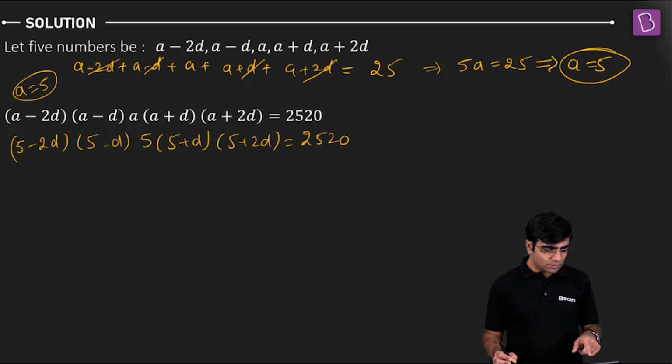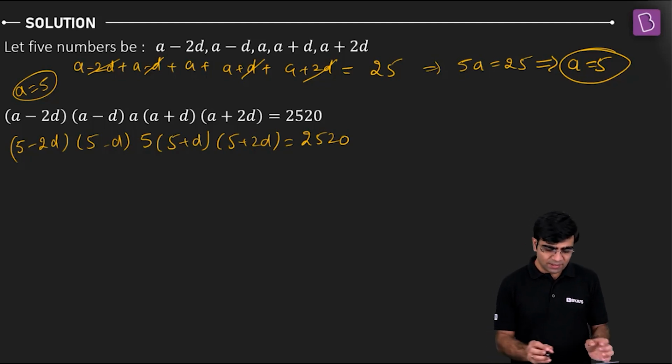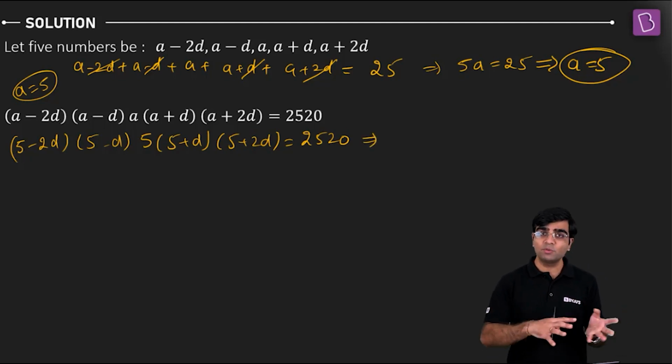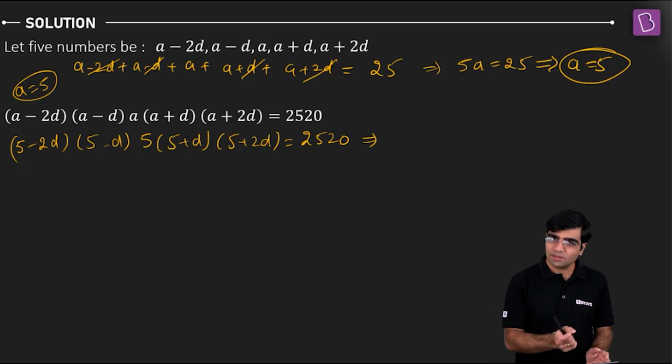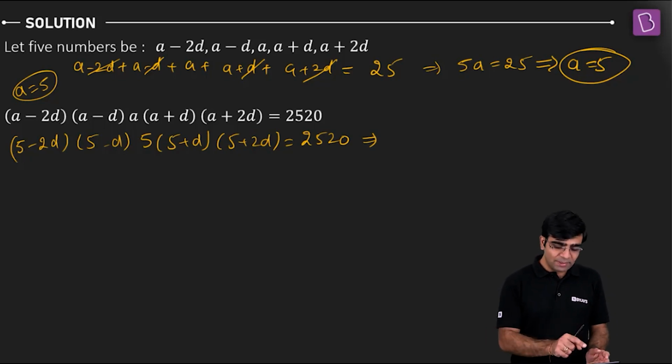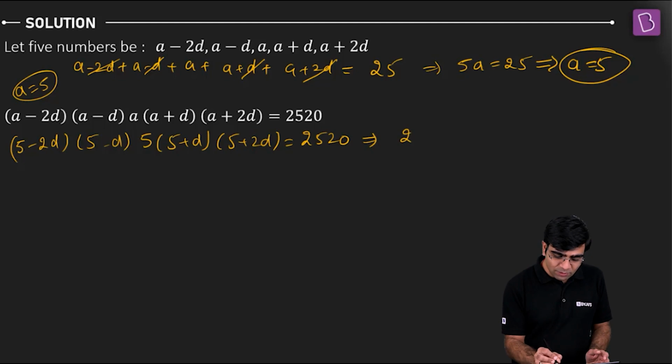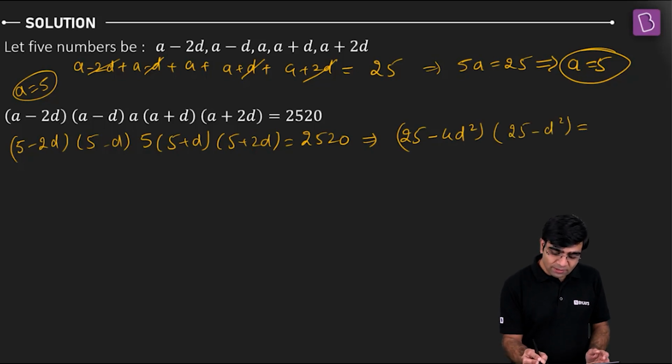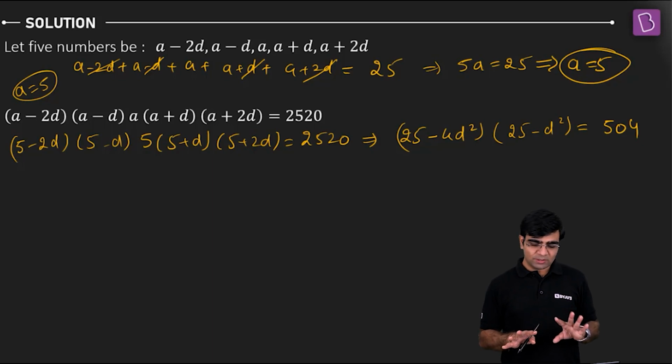Okay. I know that this 5 will easily divide that equation. So I'll club the p plus q, p minus q type of expressions together. So 5 minus 2d into 5 plus 2d will give me 25 minus 4d square. Perfect. Then 5 plus d into 5 minus d will give me what? 25 minus d square. And the other side will give me 2520 by 5, which is nothing but 504. Wow, this is a sorted equation.